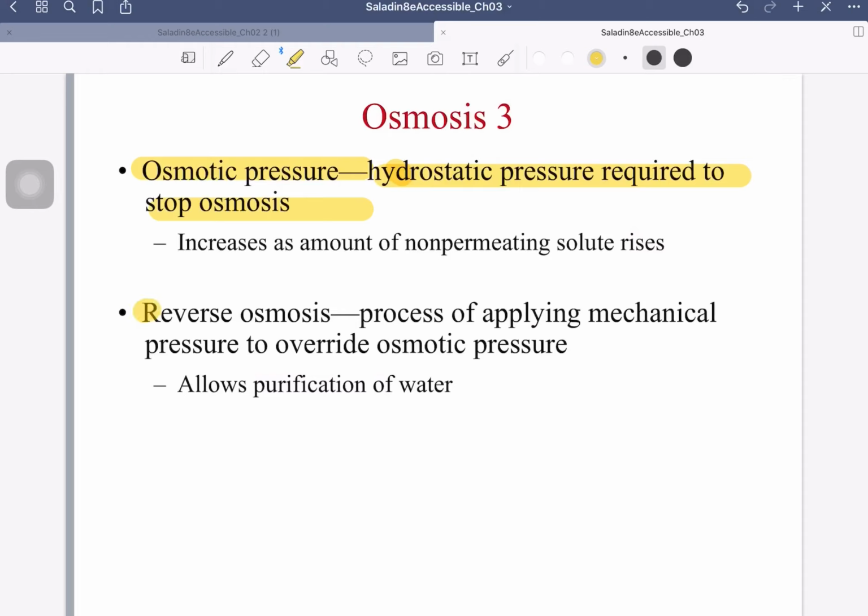Now, also there's reverse osmosis. I'm not going to spend much time on that, but it is an industrial process. It's used in medicine and certainly in dealing with kidney disease, where they can draw off some of the toxins from the blood. So there's reverse osmosis. It's basically applying a mechanical pressure to override the osmotic pressure. We really don't see that in the body in any great way, and it's really the osmotic pressure that we're talking about.